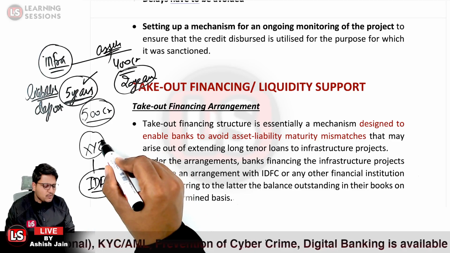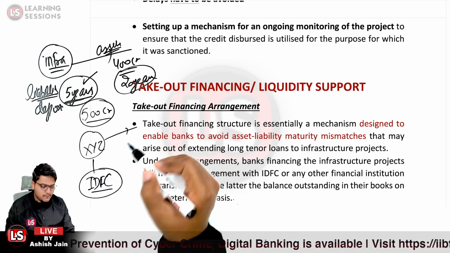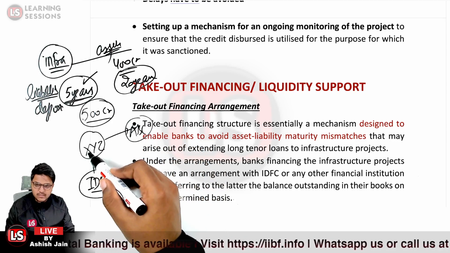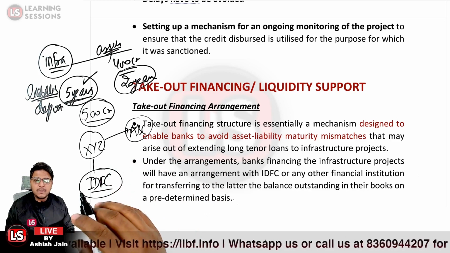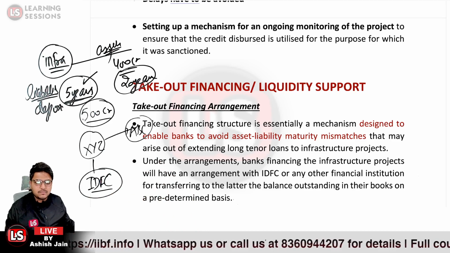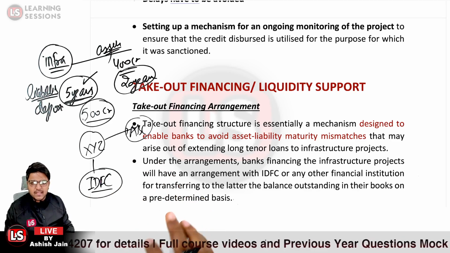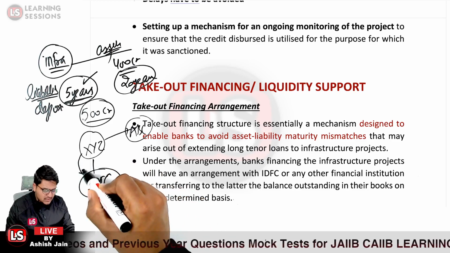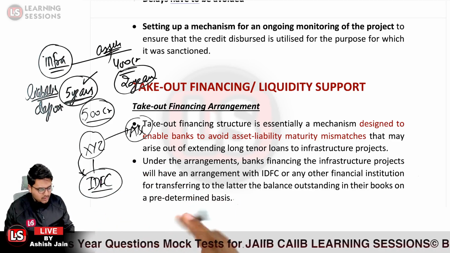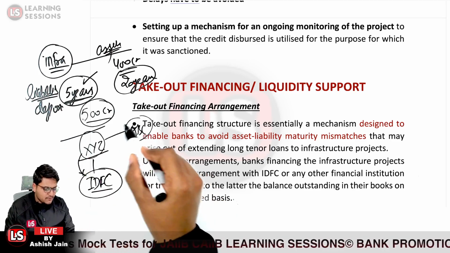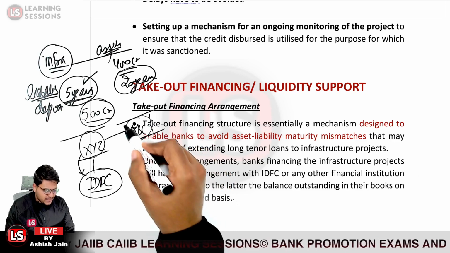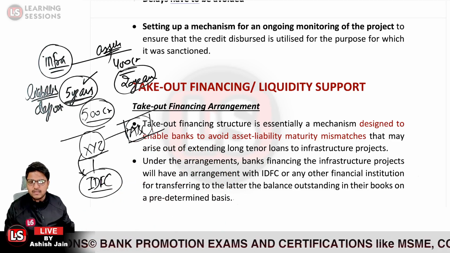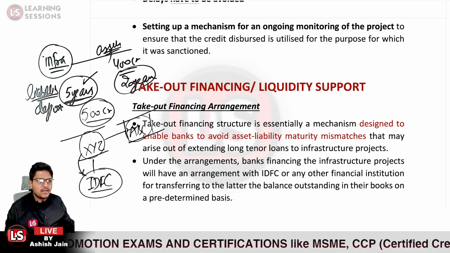Whenever liquidity is required by the bank, because XYZ bank has extended an infrastructure loan to the ABC firm, and let us take the case that it is in a tight liquidity situation and XYZ bank requires liquidity, then as per the previous arrangement sanctioned, the bank will be transferring the balance outstanding in the books at a predetermined basis. Is that clear? Now XYZ bank will be receiving the liquidity. The infrastructure company has already received the funds, and IDFC will be handling the other things, because at that particular time IDFC will be helping the bank so as to provide the liquidity. So that is basically related to the takeout financing arrangement.